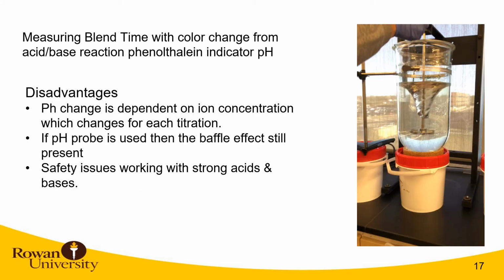So one of the color change experiments that we did was we reacted a strong acid with a strong base in the vessel using a phenolphthalein indicator, and this didn't work out very well because the pH change is dependent on ion concentration, which changes for each titration, and that makes this experiment not repeatable. So if you were going to do this, you'd have to have a clean vessel each time. It also means that you have to use a pH probe, which is considered a partial baffle effect, and that's not going to give you great data. And also, it could become a safety issue if you're working with strong acids and strong bases.